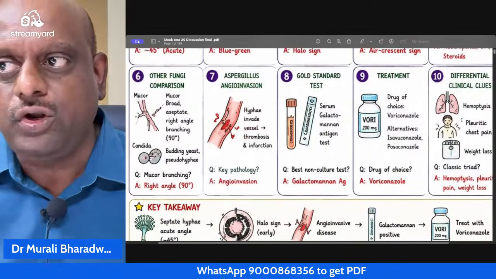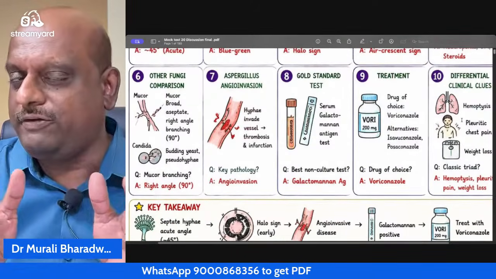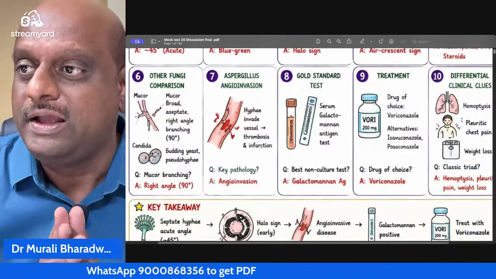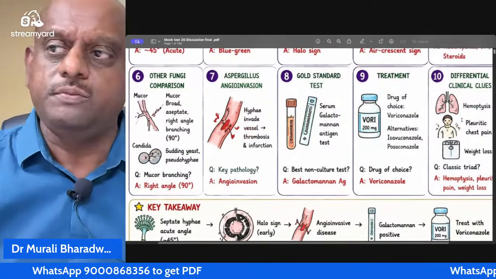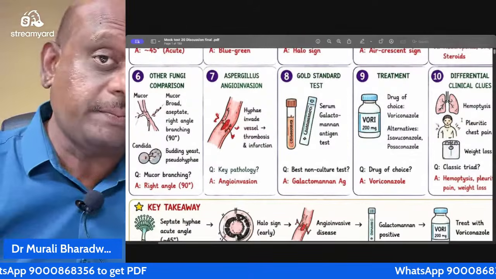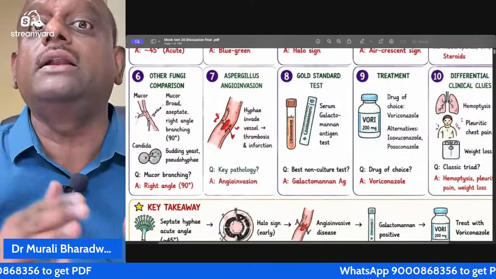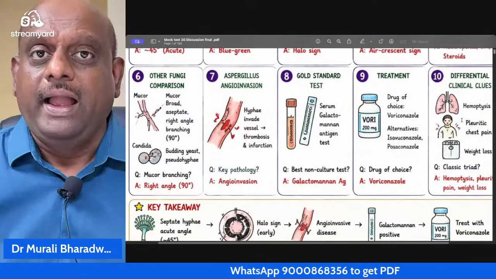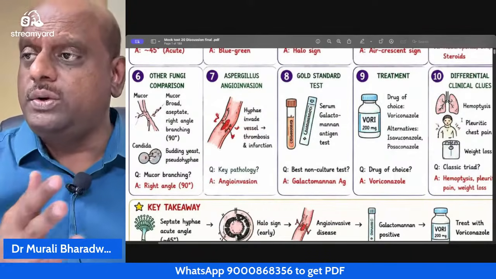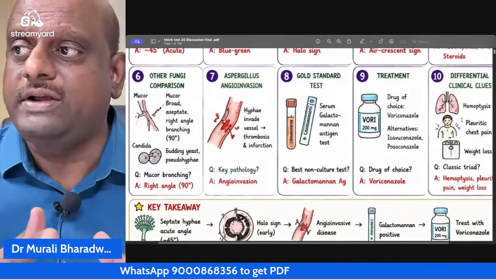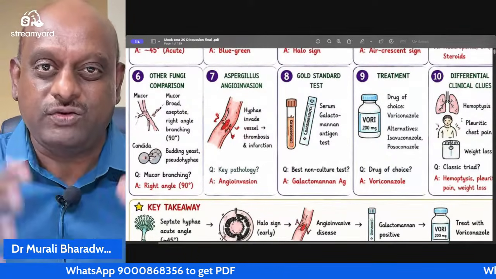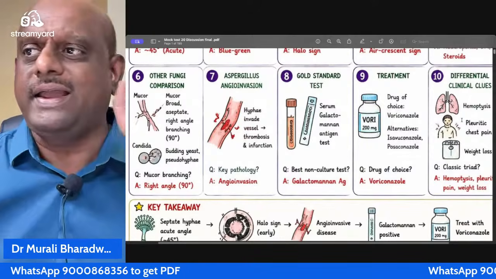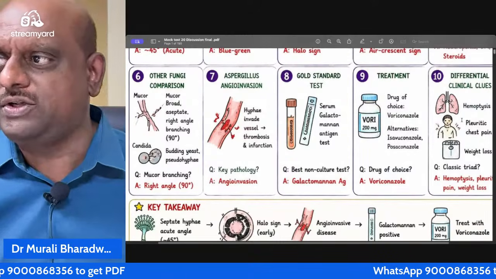And if you look at the other fungi, a favorite MCQ in exam, mucor. Mucor is broad, mucor is aseptate, mucor is right angle branching. You should remember. Aspergillus is notorious for leading to angioinvasion. It will invade the blood vessels, which is the key feature of aspergillus.